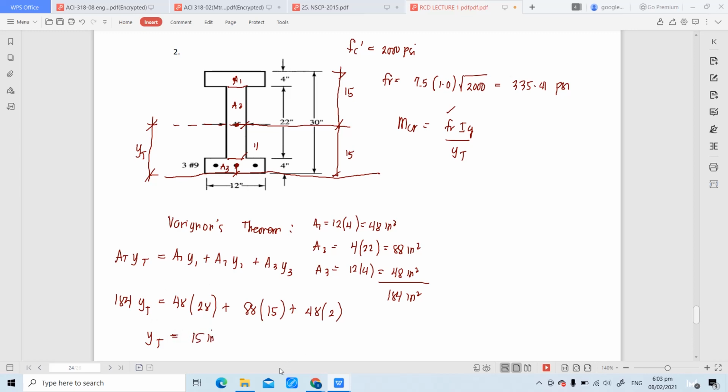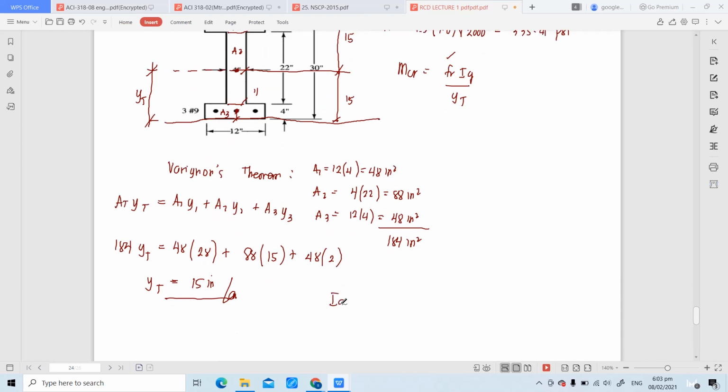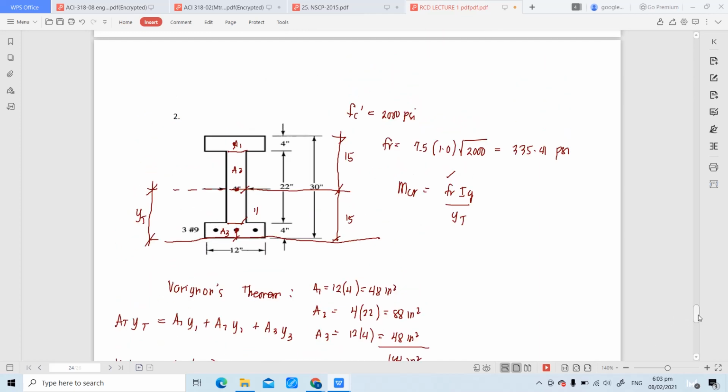15 po ba yung mako-compute dyan? Opo, sir. Okay. So, kung hindi nyo ma-analyze na symmetrical tayo, you can solve for it pa rin naman. Kung alam mo na kung nasaan yung neutral axis, pwede nating isolve yung centroidal moment of inertia ng cross-section, IG. Okay. So, I will present siguro dalawang analysis para makuha yung IG.